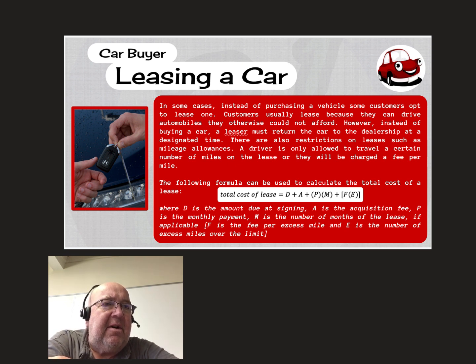So when you lease a car, you give a certain amount of cash. You also pay an acquisition fee, which is A. Then you have a monthly payment, and you multiply that by the number of months of the lease. And then if you use excess miles, you need to add the fee for excess miles times the number of miles over the limit.